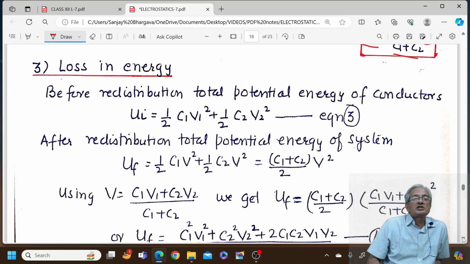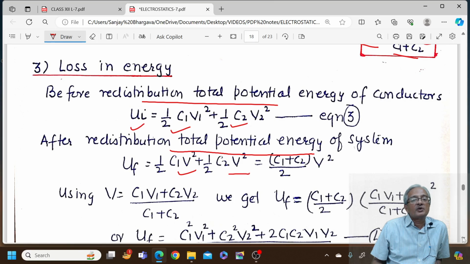What is the loss in energy? Before redistribution, the total potential energy is given by Ui is equal to half C1 V1 square plus half C2 V2 square. Then after redistribution, the total potential energy, that is final energy, would be half C1 V square plus half C2 V square.